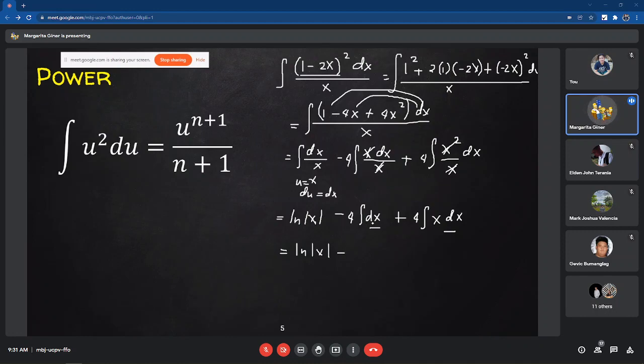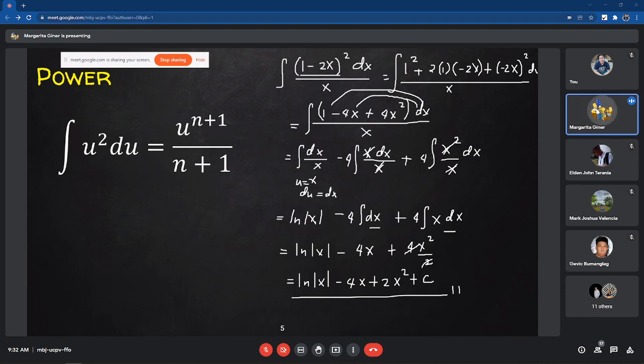Okay, so what is the antiderivative of dx? That is x. So, this will become 4x plus 4. What is the antiderivative of x? It has a power of 1. So, 1 plus 1, that is 2. Divide by 2. So your final answer is ln of x minus 4x plus 2x squared plus 3. So, this is your final answer.